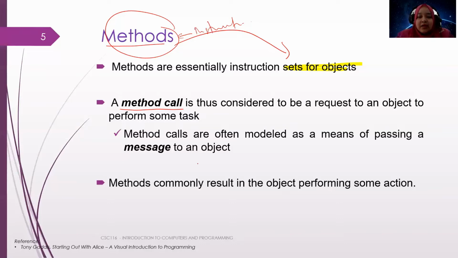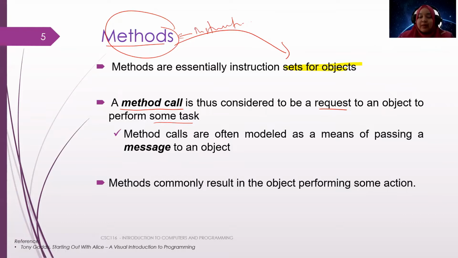Okay, so method call is thus considered to be a request to an object to perform some task. So bila kita dah letak, masa kita tarik tu maksudnya bila kita run, so method tu akan dipanggil. Okay, bila method itu dipanggil akan ada action yang berlaku. Kalau dia berlari, berlarilah dia. Kalau dia pusing, pusinglah dia. Itu maksudnya. So itu masuk method call.